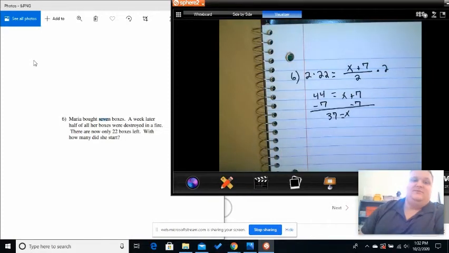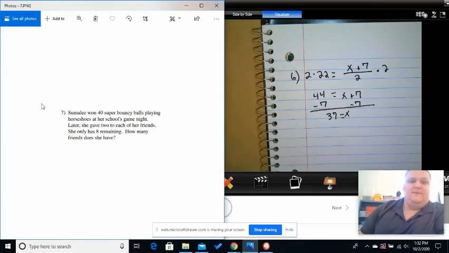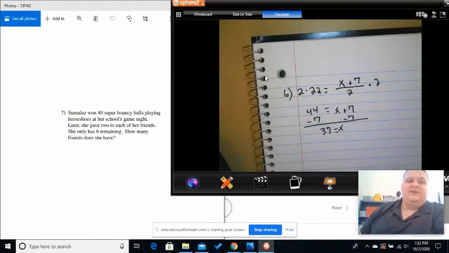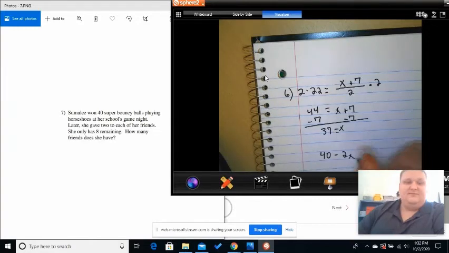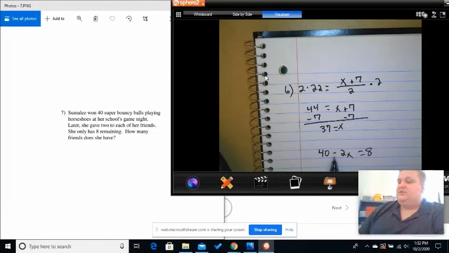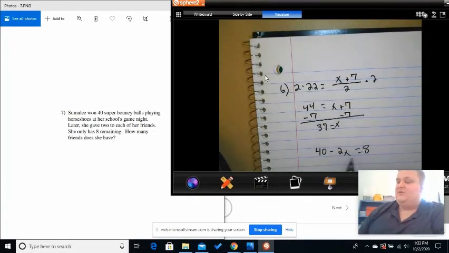Let's see if we can do another one. All right, so Somali won 40 super bouncy balls playing horseshoes at her school's game last night. Later, she gave 2 to each of her friends. She only has 8 remaining. How many friends does she have? So she has 40 - 2x = 8. Okay, so she started with 40, and she gave away 2 to each friend. Friend is the variable, so x is your variable. 2 times your amount of friends is going to be how many you gave away.